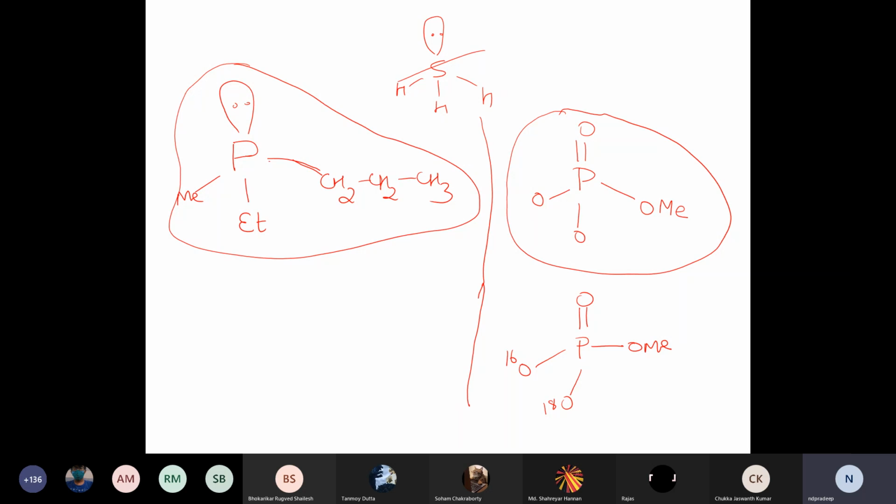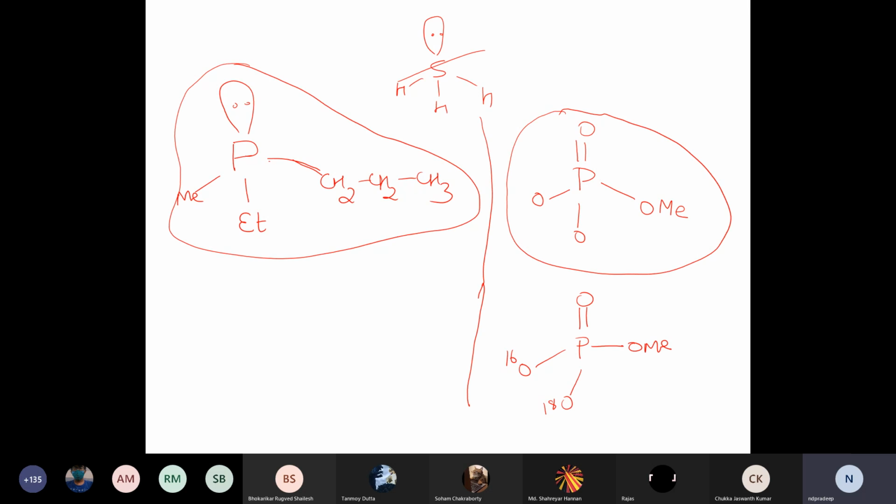Is this molecule chiral or not? Yes, sir, this is correct. So I have shown you all the tricks now, how to make things chiral. Right?